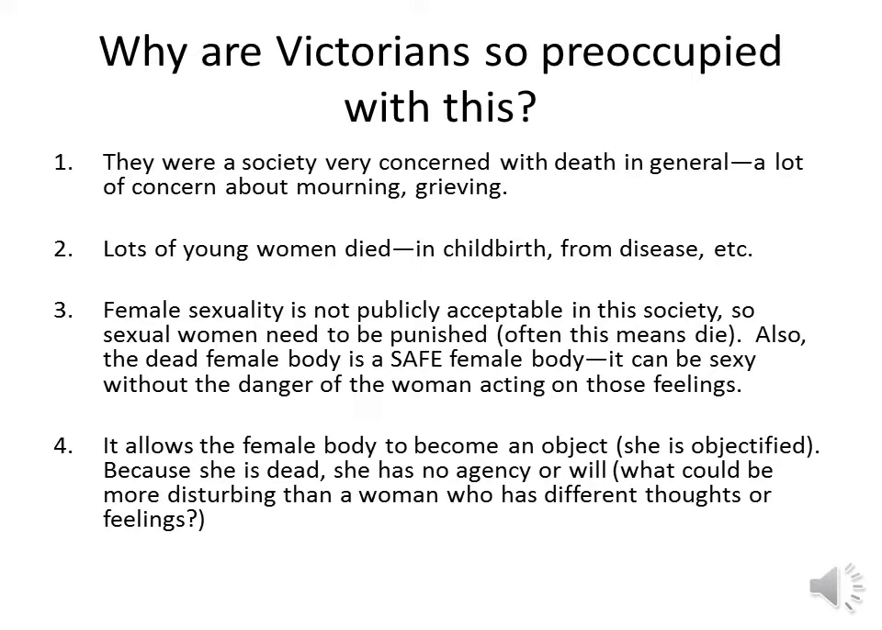And four, it allows the female body to become an object. We call this objectification. Because she's dead, she has no agency or will. And this also gets to this: what could be more disturbing than a woman who has different thoughts or feelings, sexual thoughts or feelings, oh my gosh, who might act on those, who is, in other words, not under somebody else's control? Oh my gosh, so scary. Let's not deal with that. Let's objectify her instead. So these are some reasons why Victorians are so preoccupied.